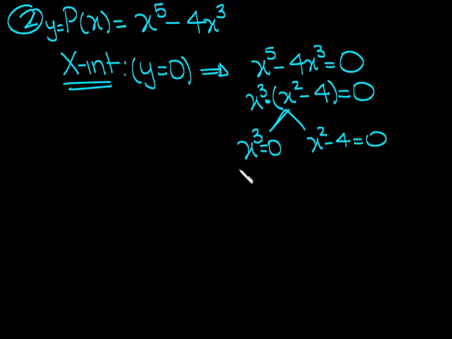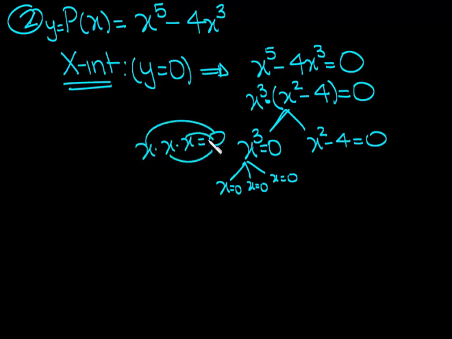Now x cubed is equal to 0 tells me what? X is equal to 0, or x is equal to 0, or x is equal to 0, because cube means what? X times x times x. I have 3 zeros, because you'll end up with x times x times x equal to 0. So again, this product is 0. That tells me one of them has to be 0, and that's how we get those.